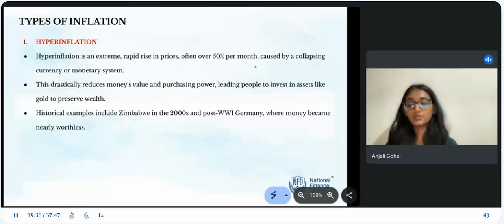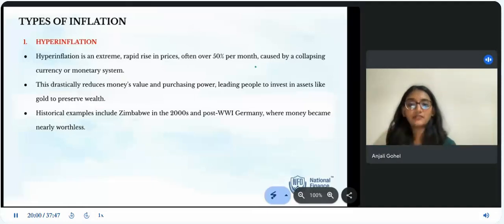If prices are increasing at this pace, that is at 50 percent per month, right? Imagine the cost of the products and everything, and we literally cannot afford anything because the prices are so high. It's increasing around 50 percent per month, so we wouldn't be able to afford, or our value for money will also decrease, the purchasing power will also decrease drastically, right? So that is about hyperinflation.